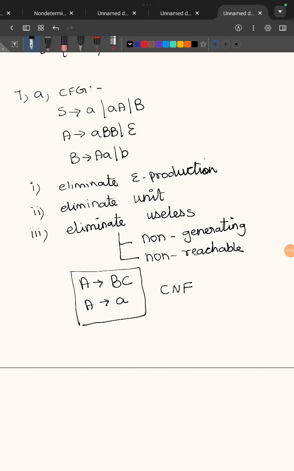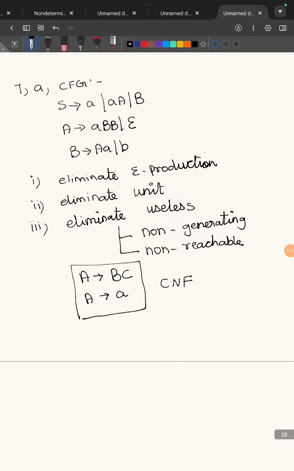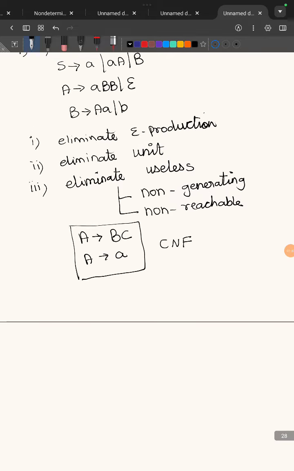Now we have to find the nullable production. What is a nullable production? Whichever variable is producing epsilon, that will be the first nullable production. So here A is producing epsilon. So first step, nullable is your A, because A is deriving epsilon. Now by removing this one, wherever A is occurring, we have to apply epsilon over there and replace the string.